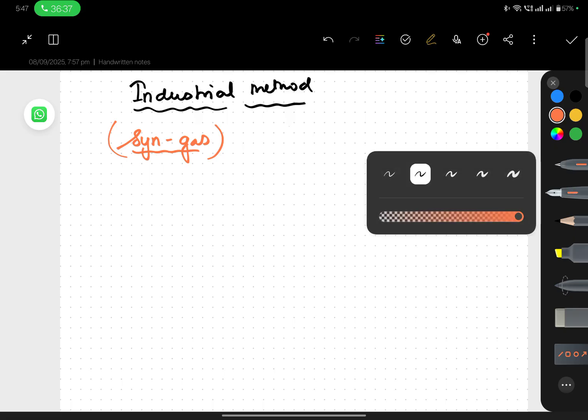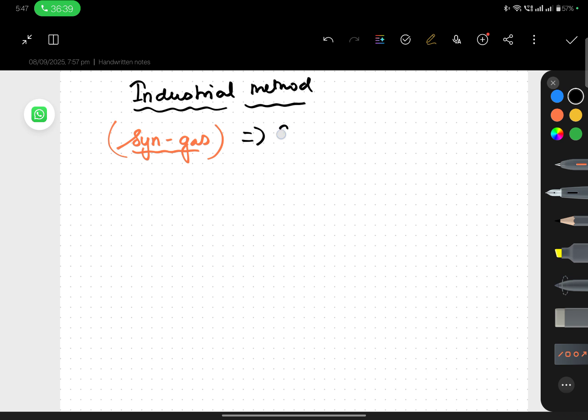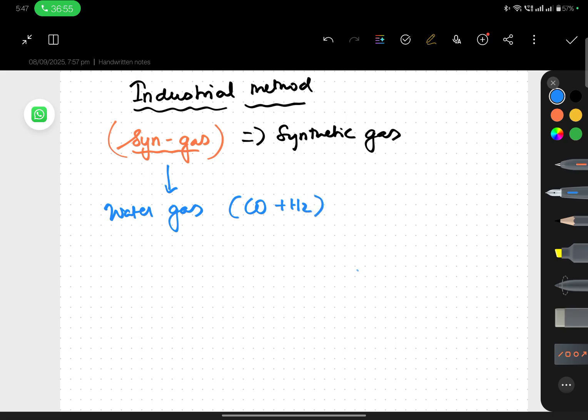Why is it called syngas? Write down. Because it is used as a synthetic element. So synthetic gas, syngas. There is another name for syngas, that is, write down, water gas. Water gas is a combination of carbon monoxide and dihydrogen.